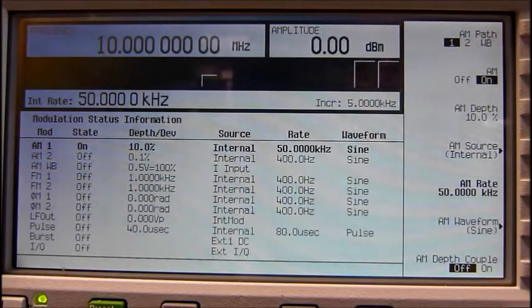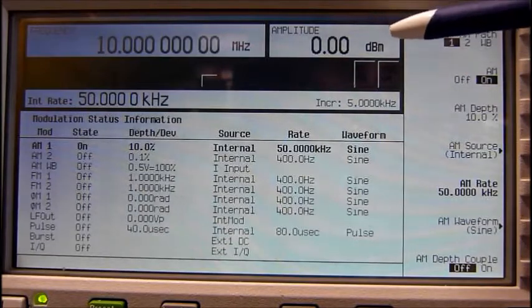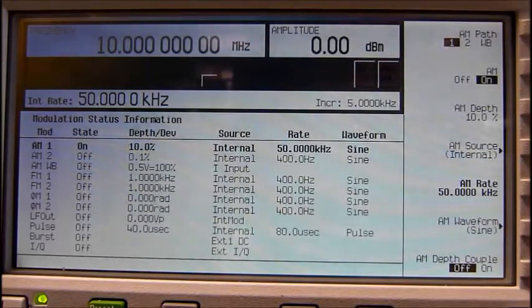First of all, we are going to describe the functions of the signal generator, which will generate the amplitude modulated signal. In this signal generator, we can establish different parameters such as the frequency of the carrier signal, the amplitude or the power of the transmitted signal in this case, and then here on the menu on the left we can set up the different parameters of the amplitude modulation.